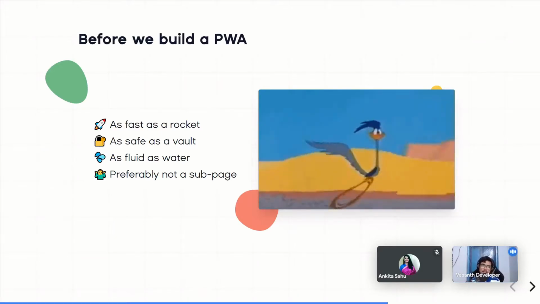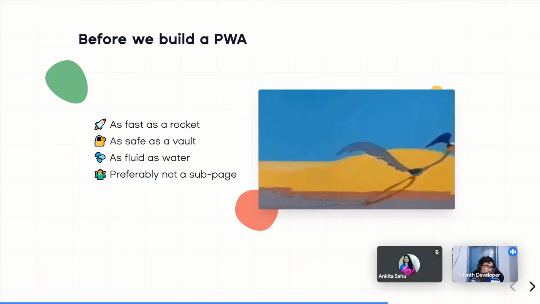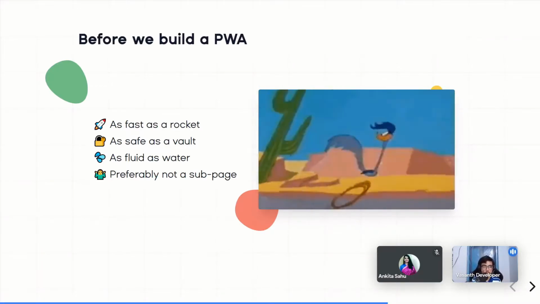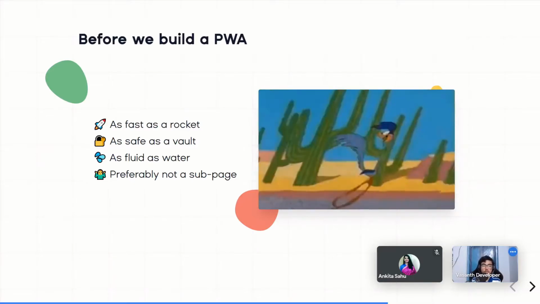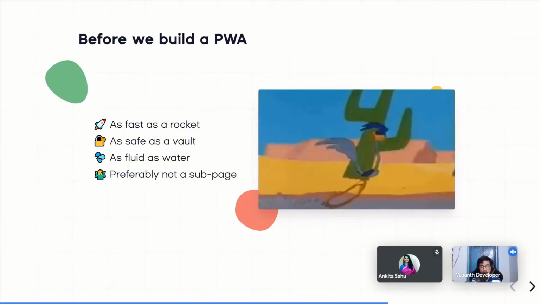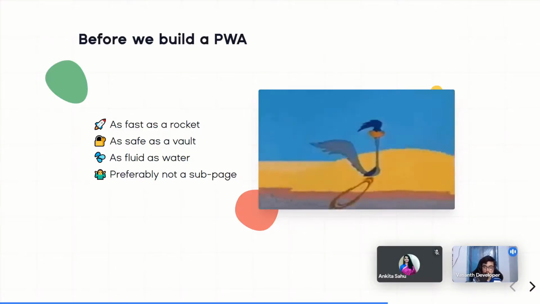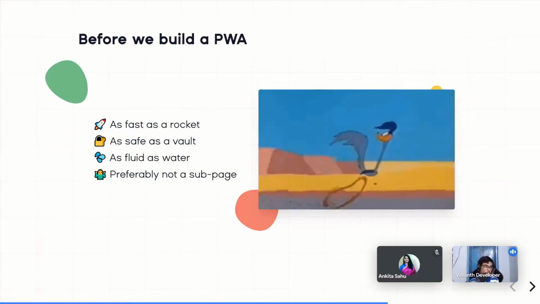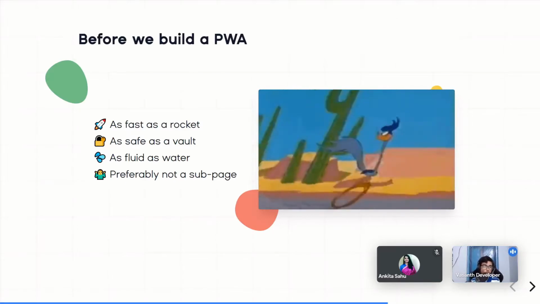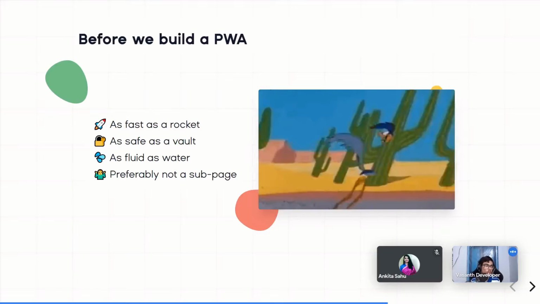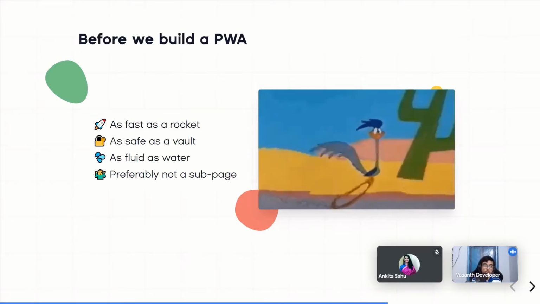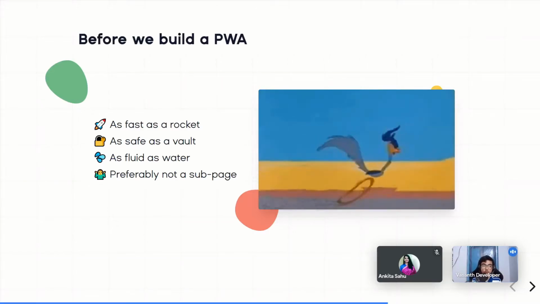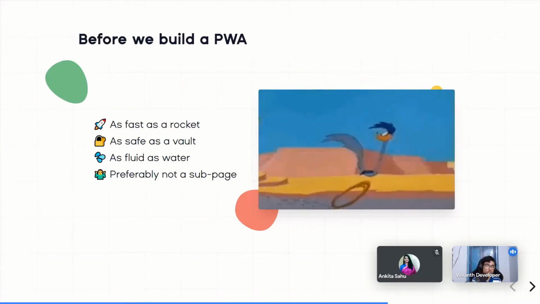It has to be as safe as a vault. And what I mean by that is the website that you're trying to convert into a progressive web app should be served under HTTPS. If you have a normal HTTP website, it's not really going to work. So it has to be HTTPS, right? And certain new domains like the .dev domain or the .app domain actually don't support serving over the normal HTTP protocol. You really have to use HTTPS.